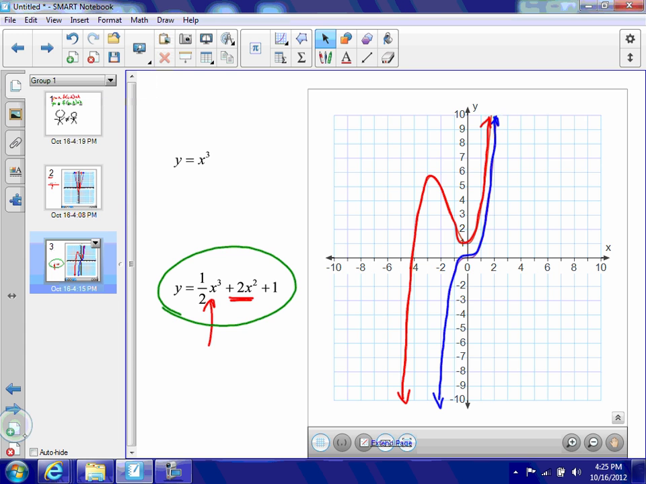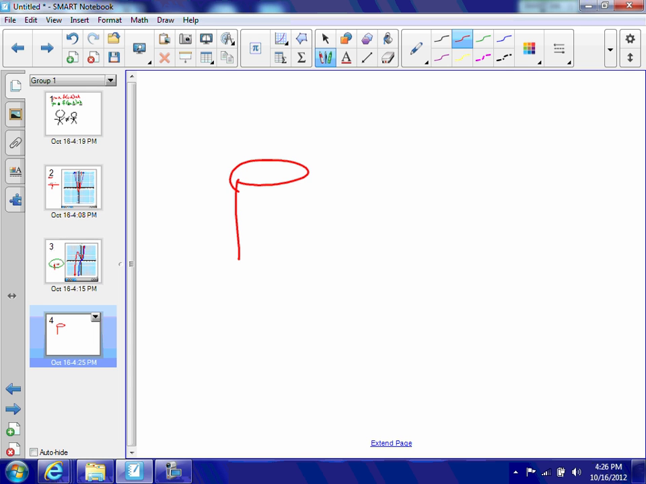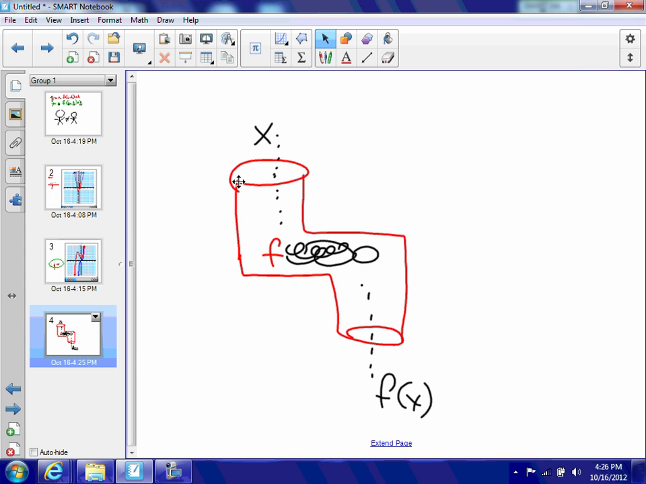The next thing that I want to talk about in relationship to this is I like the idea of a function machine. So here's my function machine f. And when I take an x and I drop it into my function machine, it goes into the function machine, it gets squiggled around and does whatever it's going to do, and pops out an f of x. So I put in an x value, it comes out a y value, and inside this middle here is where all this stuff is happening to it.